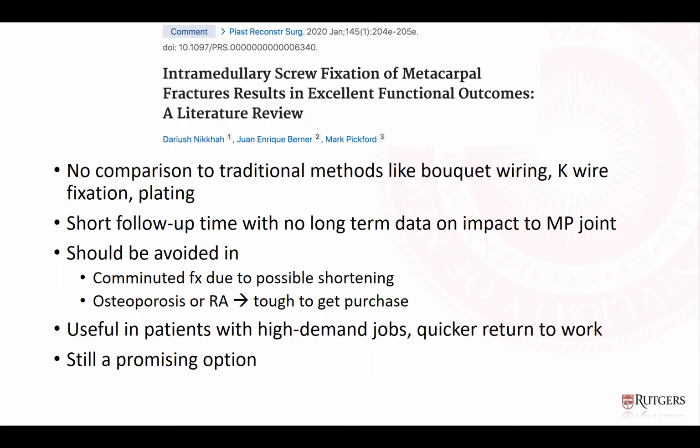that argues that it's hard to really draw comparisons to traditional methods that have proven to be very successful in treating these injuries, given that there's short-term follow-up with no long-term data on the effect on the MP joint. They argue that it should be avoided in comminuted fractures due to possible shortening, and in osteoporosis or RA. Regardless, headless compression screws are a promising option for treating metacarpal fractures and have good early data. Longer term follow-up and prospective studies are needed to further elucidate the indications for this technique.